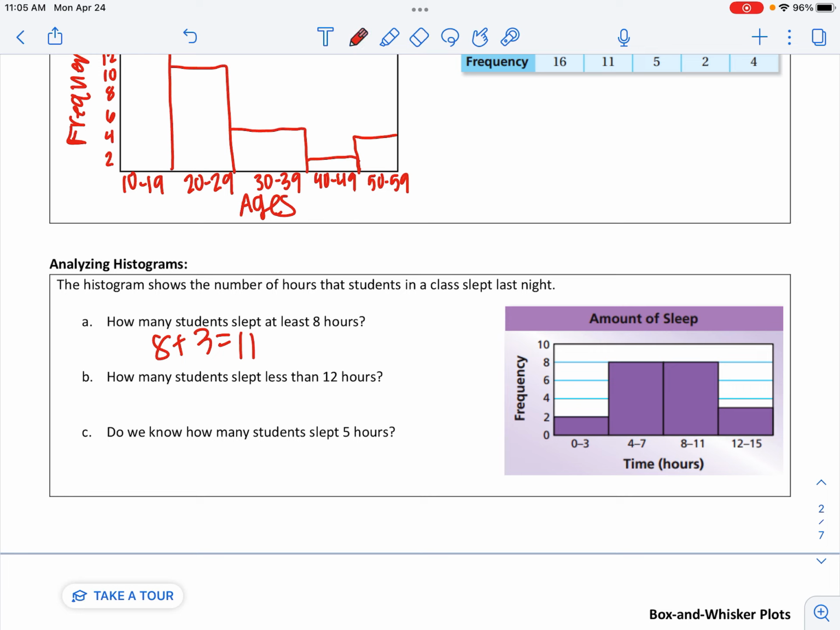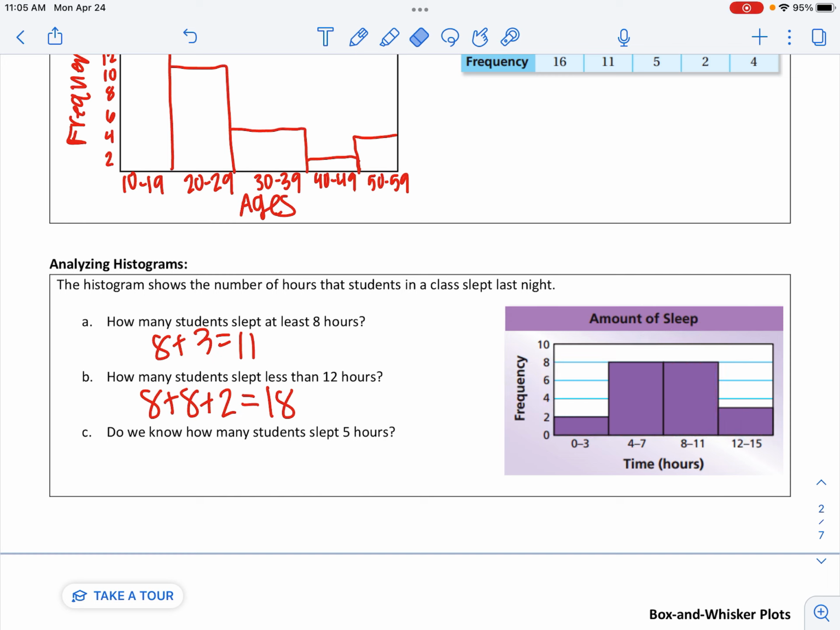And then the next question says, how many students slept less than 12 hours? Well, here's my 12 hours. And so I don't want that because I want how many students slept less than that. So I'm going to look at all 3 of these intervals. So we know 8 people slept 8 to 11. 8 people slept 4 to 7. And then 2 people slept 0 to 3. So I have to add all of those up. 8 plus 8 plus 2. And I would get 18 students.